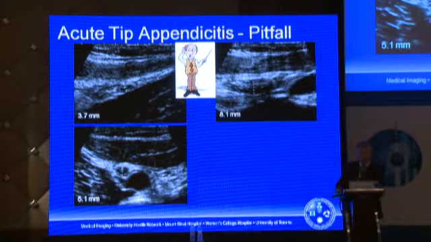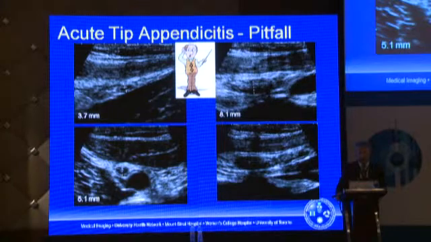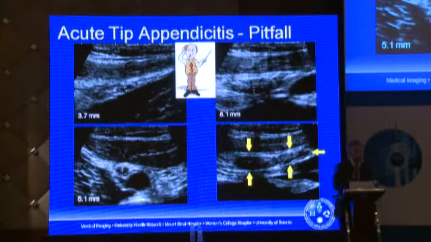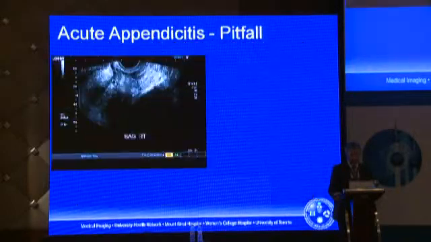I keep both hands on, you just wait, and then you start to get this image. So this is an acute tip appendicitis. And if you rely just on this image, saying, oh yeah, the appendix is normal, you'll miss the diagnosis of acute tip appendicitis. So only call it normal if you see it all the way to its tip.